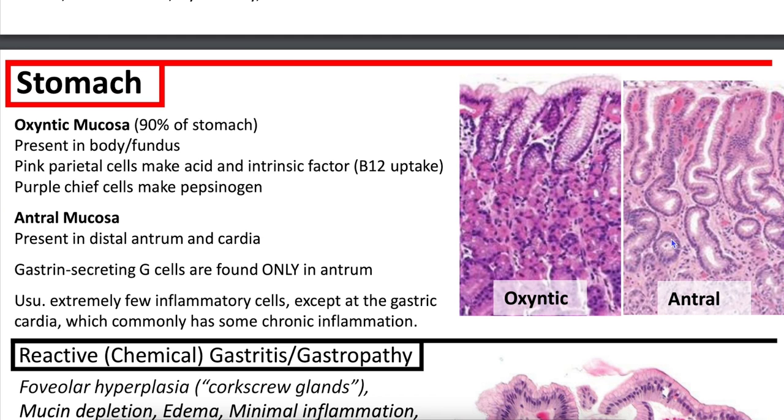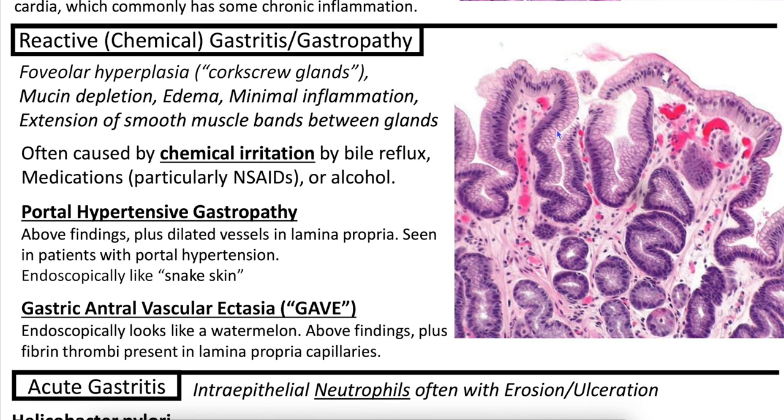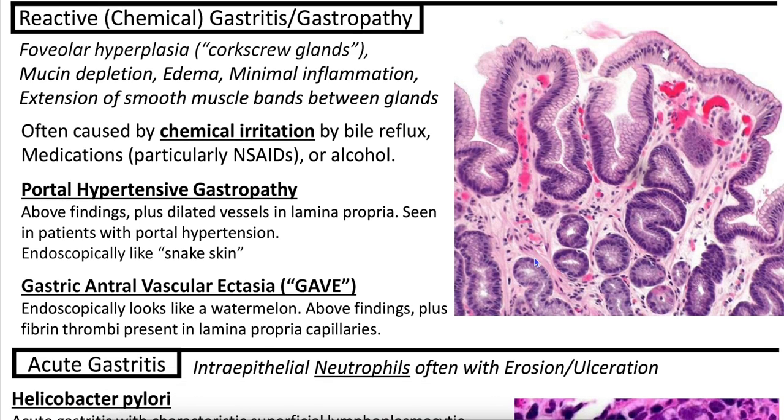Antral mucosa in the distal antrum and cardia, where H. pylori likes to live. Reactive chemical gastritis, you get this corkscrewing, loss of foveolar mucin, lamina muscularis mucosae splaying, edema, minimal inflammation, can be due to chemical irritation. Portal hypertensive gastropathy in people with portal hypertension, you get dilated capillaries in the lamina propria. GAVE, all the above findings with fibrin thrombi.